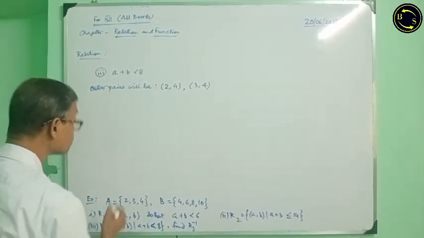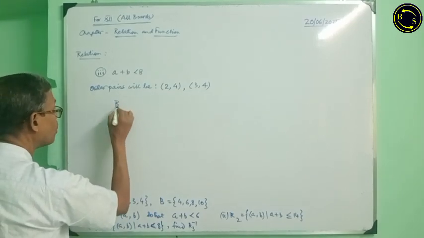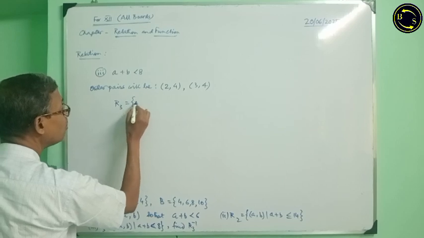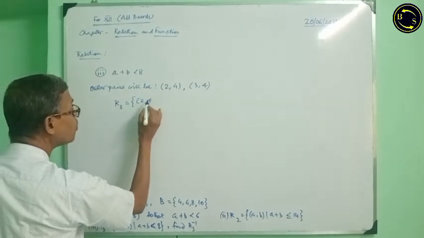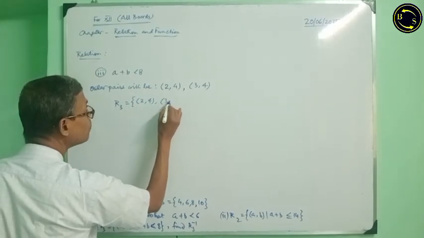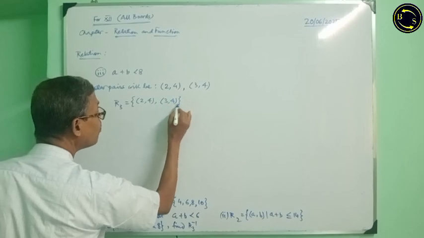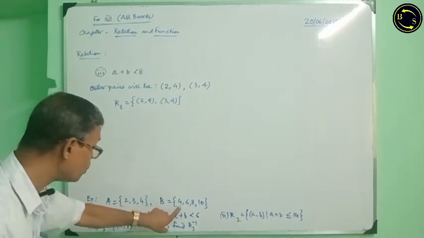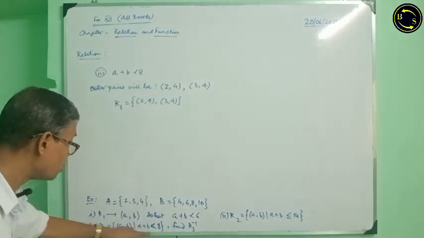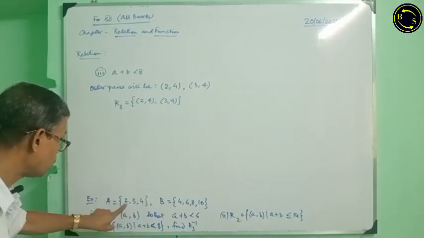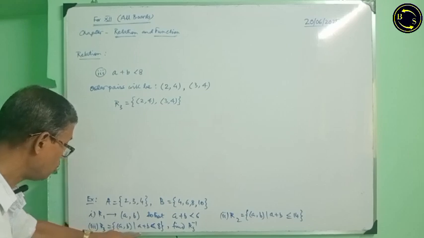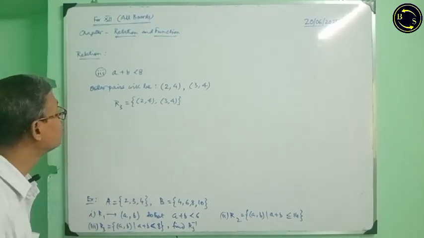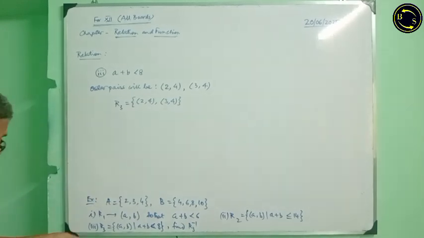Therefore, in this case, relation 3 is equal to (2, 4), (3, 4). Let me verify. 2 plus 4, 6, less than 8, okay. Then 2 plus 6 equal to 8. Then I take this one, 3, 4. This one will be the relation 3.